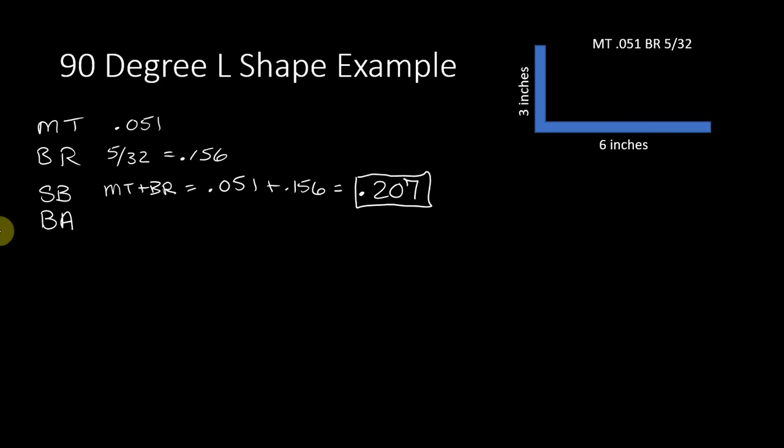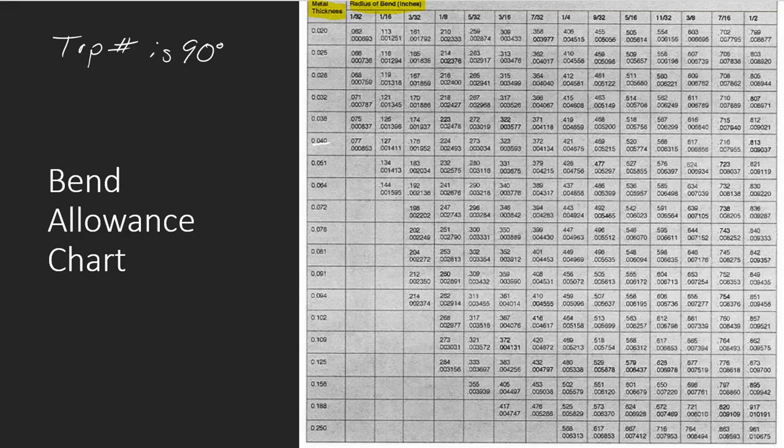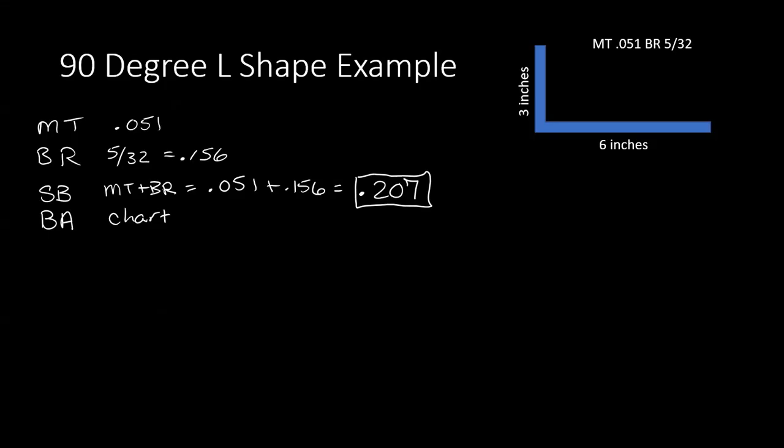Bend allowance, you go to that chart. You could also use the empirical formula, which is a bunch of fun numbers multiplied together, or you can just go to the chart. So we've got 51 thousandths. So we're going in here. Our bend radius was 5/32, so we're going here. And it meets up at 0.280. So our bend allowance is 0.280. Boom.